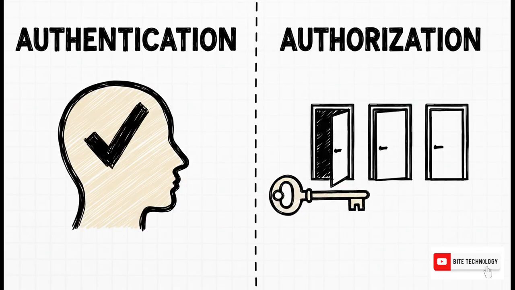If you boil it all the way down, this is pretty much the whole story in one sentence. Authentication is all about your identity. It's proving you are who you say you are. And authorization? That's all about your permissions. Once the system knows it's you, what are you actually allowed to get into? So let's dig into that first part, identity.